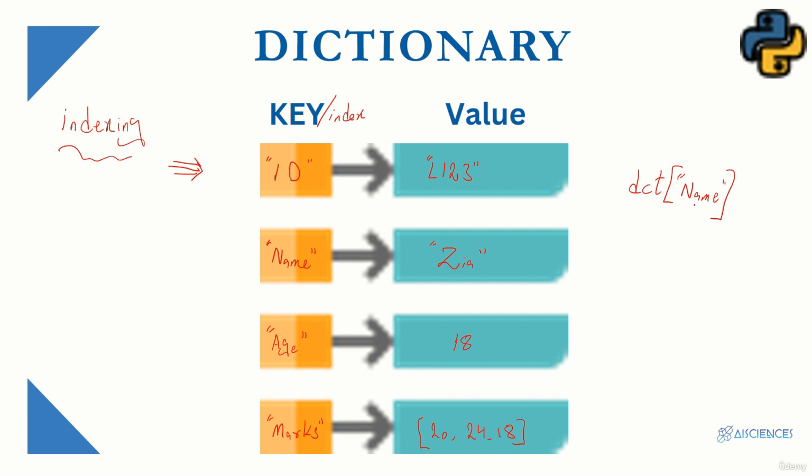Yep. And I'm able to access Zia. I don't have to go with the numbering anymore, right? That is, if I want to access ID, I'll write ID over here, right? That is how it works. Rest of the principles are same.